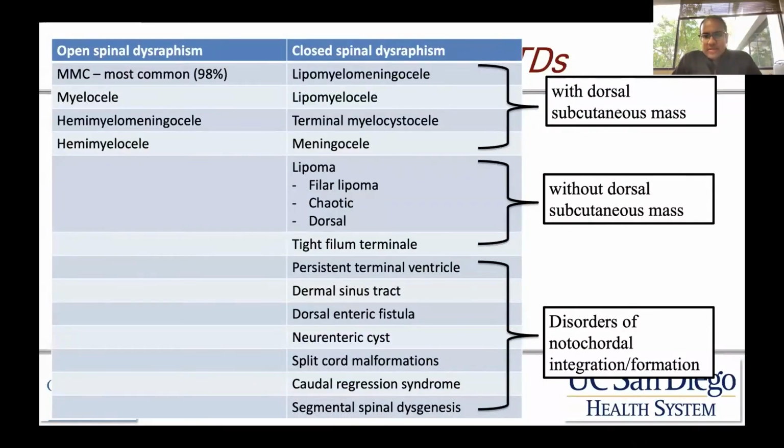Without a dorsal subcutaneous mass, you can have what's called a lipoma, which is different than a lipomyelomeningocele, though they probably occur along a continuum. And among lipomas, there's a lipoma of the filum terminale. There's what's called a chaotic lipoma, which is interspersed with the nerves. And there's a dorsal lipoma. There's a tight filum terminale. Disorders of the notochord include a persistent terminal ventricle, a dermal sinus tract, a dorsal enteric fistula, a neuroenteric cyst, a split cord malformation. There's caudal regression syndrome, and then segmental spinal dysgenesis.